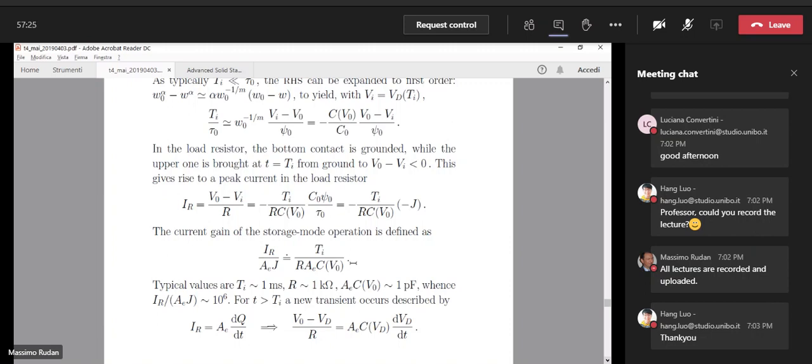So we can use sensible values for these quantities. For instance, we take Ti equal to 1 millisecond, which is not very large. It could be larger, okay? We use 1 kilo ohm for the resistor and 1 picofarad for the capacitor. Of course, we must multiply the area because C in itself is a capacitance per unit area. So if we replace this number, what we find is a very large gain, like 1 million, okay? So it is much easier to detect this signal over the resistance, okay, than to detect the current or the voltage drop in the continuous mode, okay?